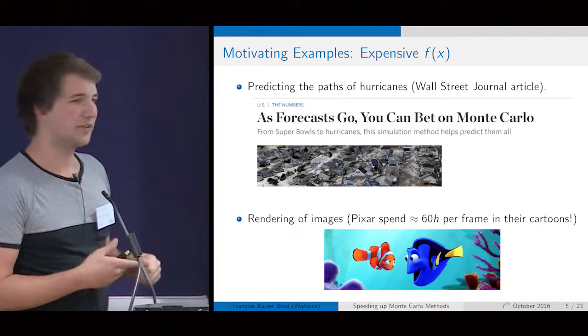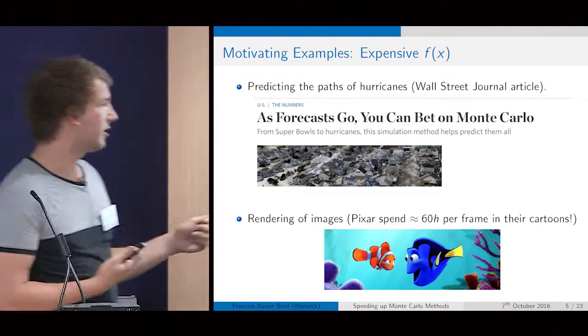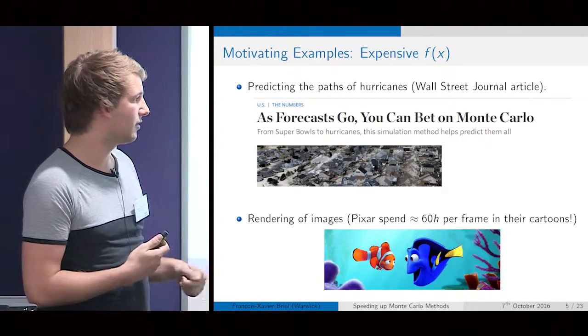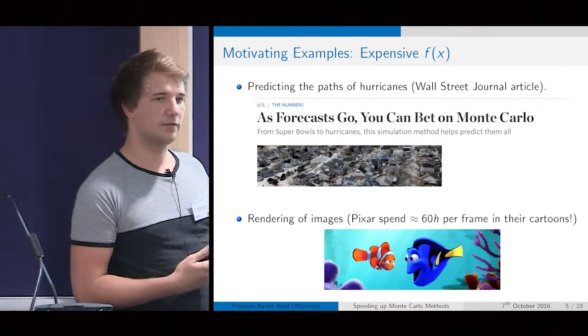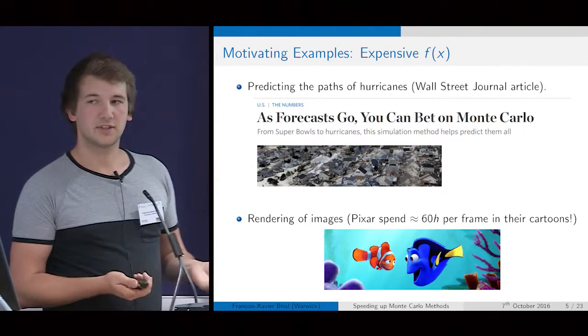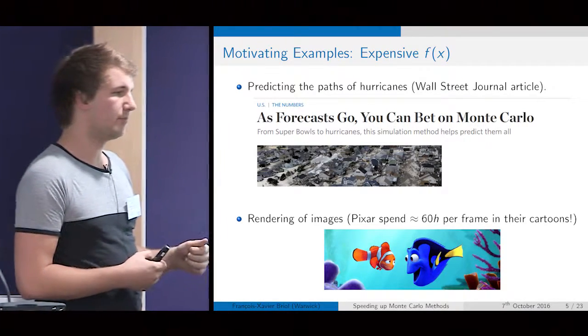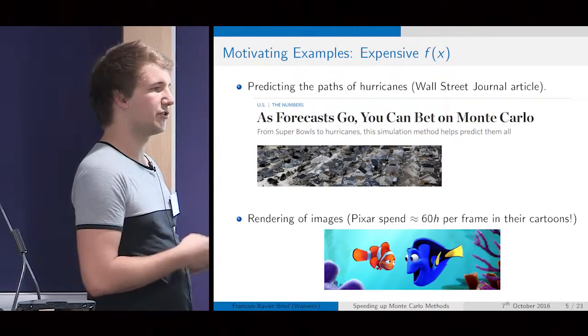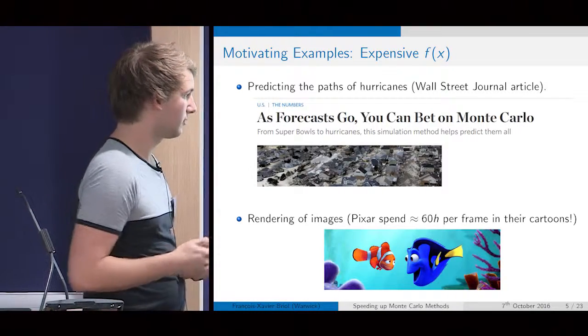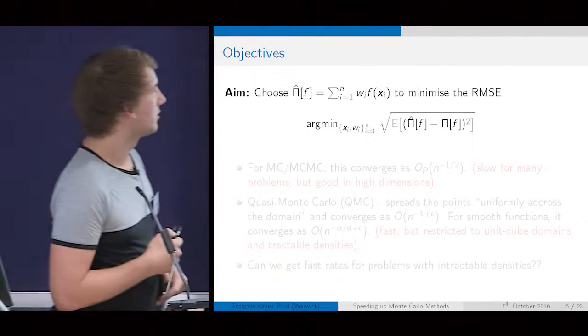So here, what they currently do is they use Monte Carlo methods, and they take about 60 hours per frame for a given cartoon. And obviously that costs them quite a lot of money, and so you really want something that's going to make the best use of your Monte Carlo simulations. Okay, so that's the context.